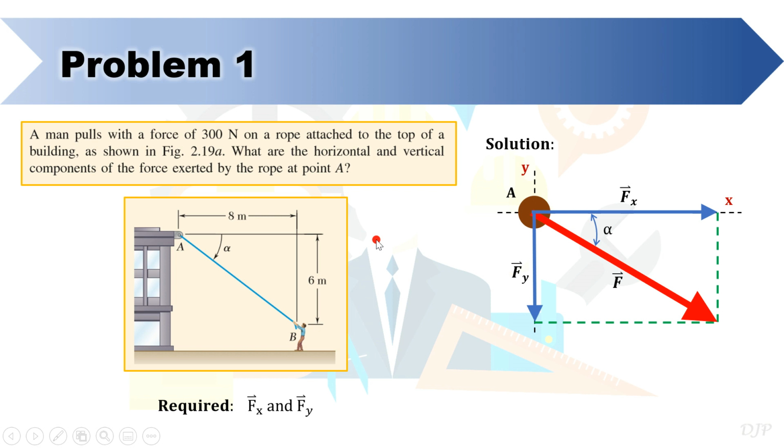Notice that in here, the value of alpha is not explicitly given, but dimensions are provided in the problem, such as 8 meters and 6 meters. Using those dimensions, we can now get the value of alpha by solving the arctangent of 6 meters over 8 meters, which is equal to 36.87 degrees.